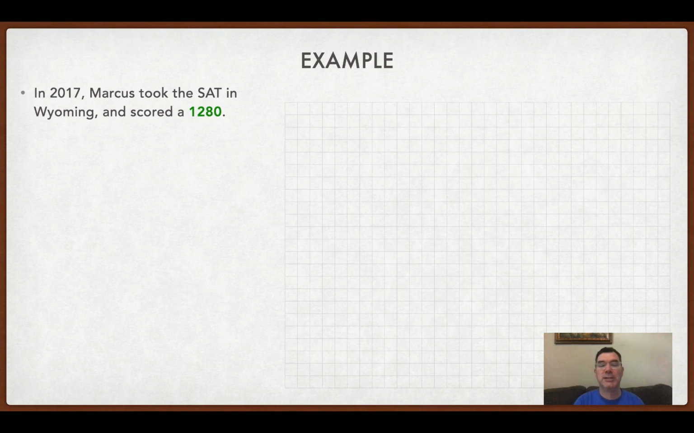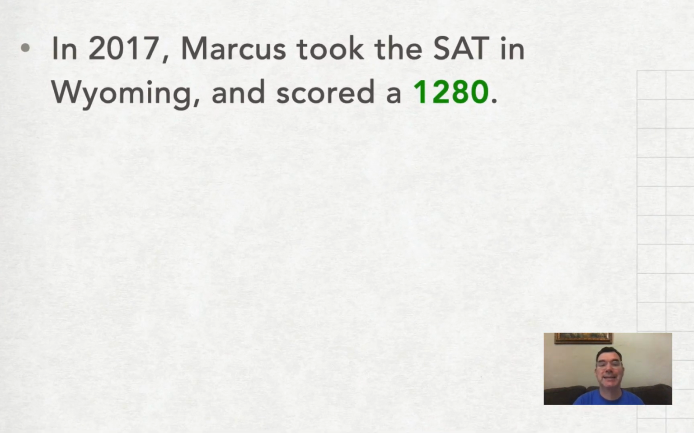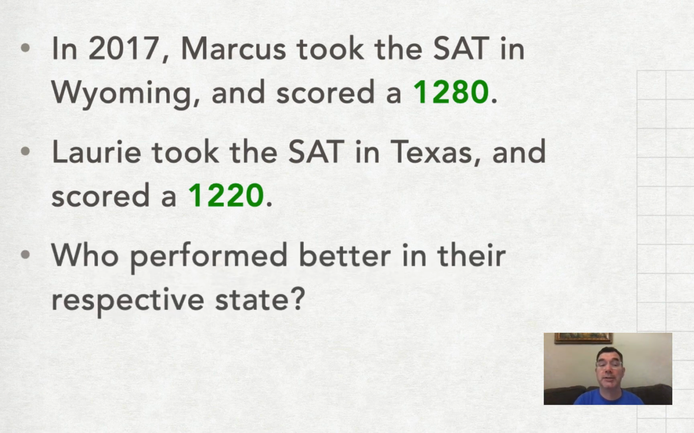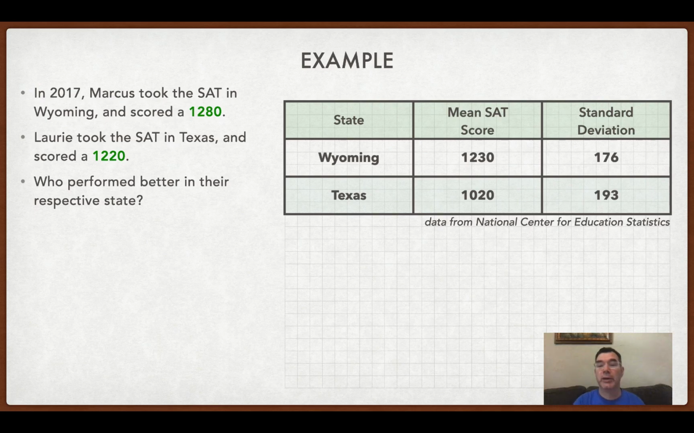All right, so let's look at an example of how we can use z-scores to compare things. In 2017, Marcus took the SAT in Wyoming and scored a 1280. And at the same time, Laurie took the SAT in Texas and she scored a 1220. Now, just looking at those scores, it looks like Laurie did worse than Marcus, but let's see who performed better in their respective state. Well, here are the mean SAT scores and standard deviations from those two states.